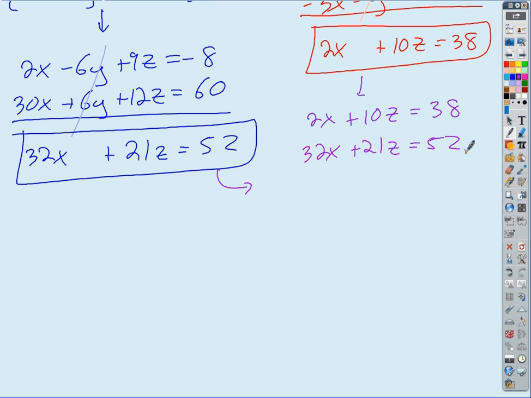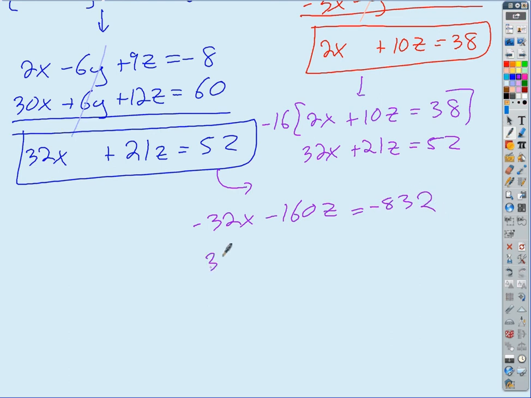So we probably want to use elimination, wouldn't we? So what could we multiply by here to make this work? Negative 16. So the top one, we'll distribute a negative 16 through, and when we do all that we get negative 32x minus 160z equals, oh boy, what's that going to be? Big ugly number. Negative 832.